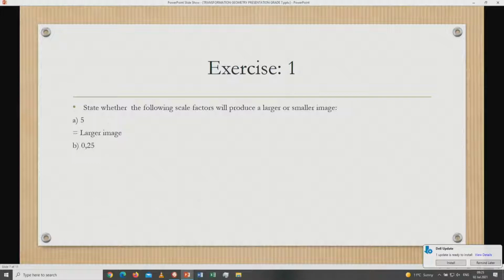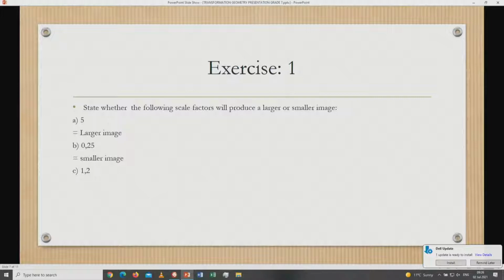Number B, what happens now if the scale factor is 0.25? If the scale factor is 0.25, what happens? Is it bigger than 1? Is it less than 1? Remember, guys, 0.25 is smaller than 1. So if it is smaller than 1, that means that it will produce a smaller image. There we go. It will produce a what? A smaller image. Because why? The scale factor 0.25 is less than 1.